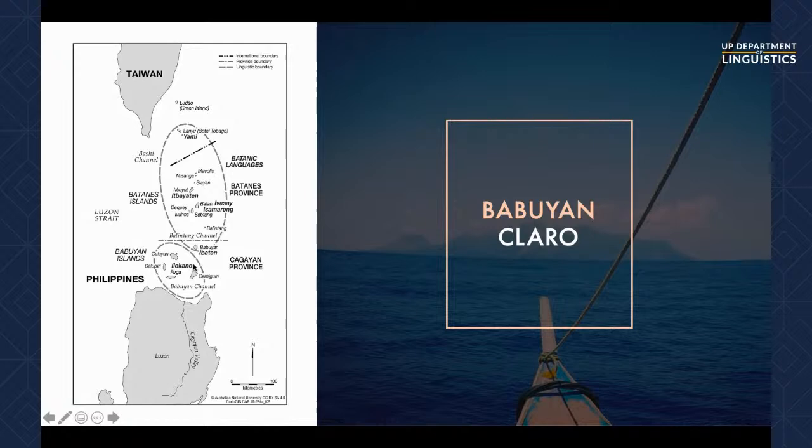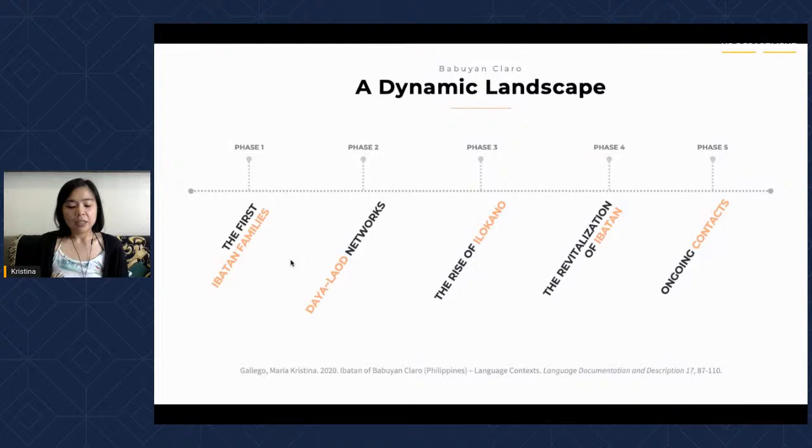So in terms of patterns of multilingualism, the people of Babuyan Claro are multilingual in at least three languages: Ibatan, Ilocano, and Filipino. Although proficiency in Filipino is greater for the younger generations of the Ibatan speakers compared to the older speakers. And Ibatan and Ilocano share a long and complex history that started during the early beginnings of the community. Actually, Babuyan Claro is a very young community which only began approximately 160 years ago.